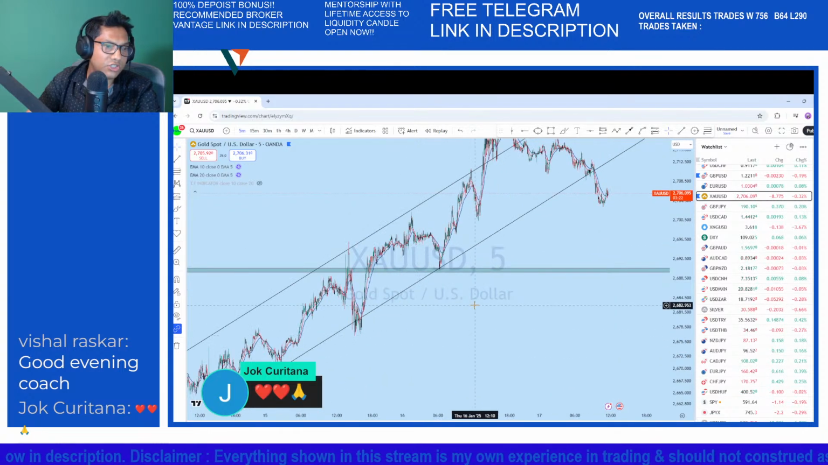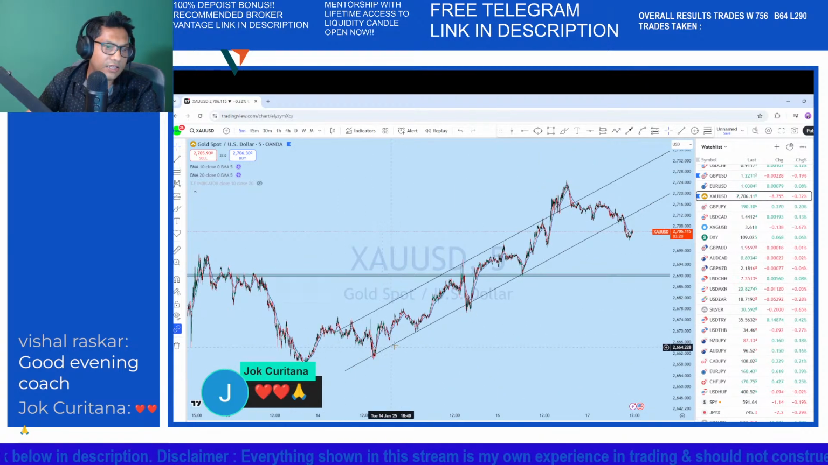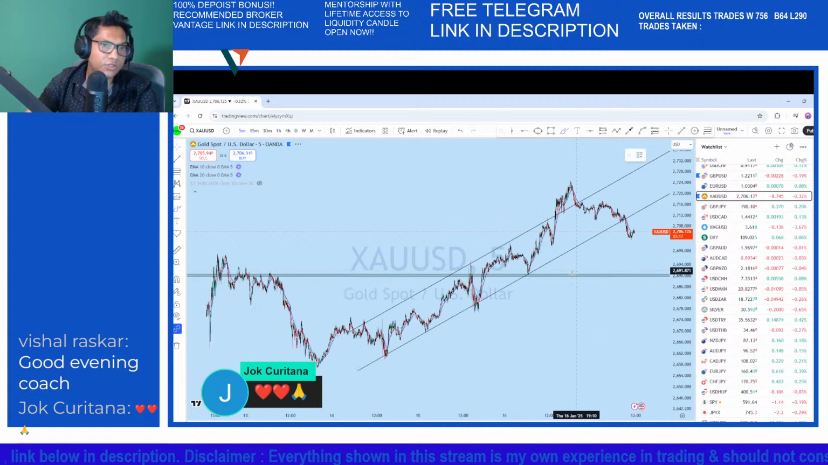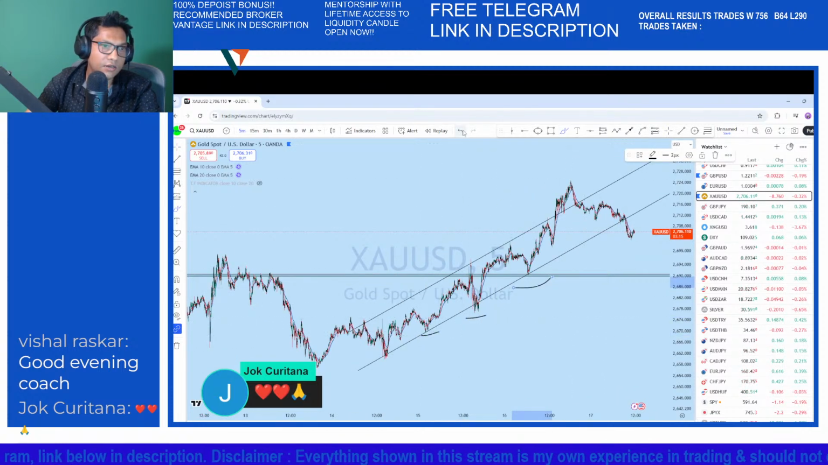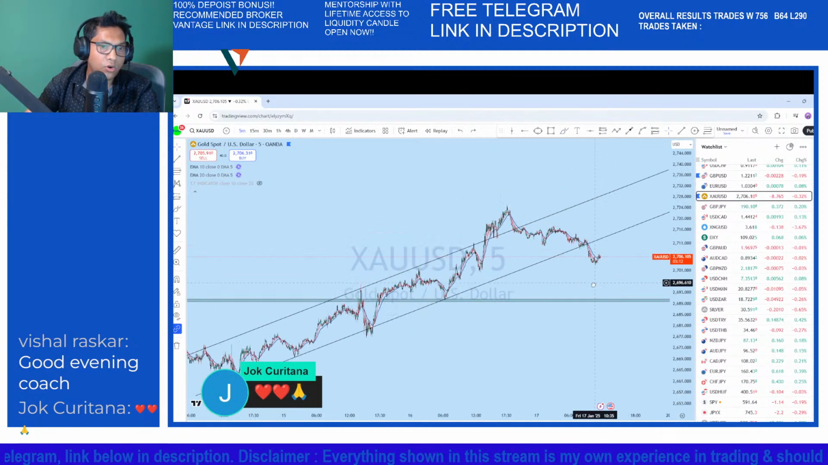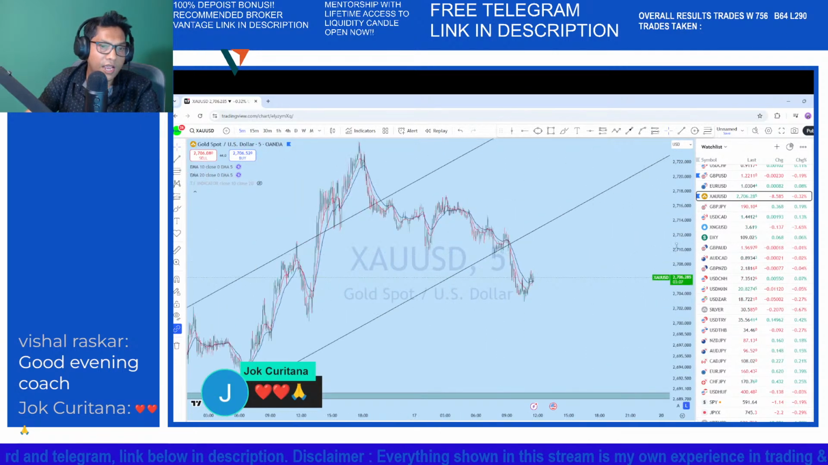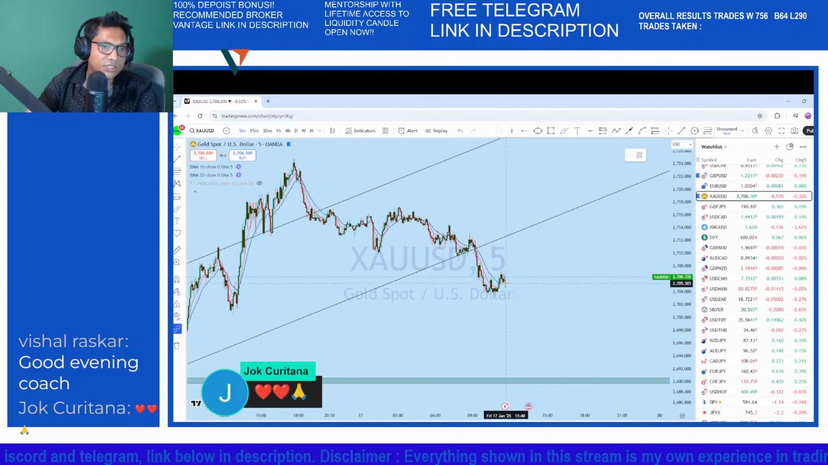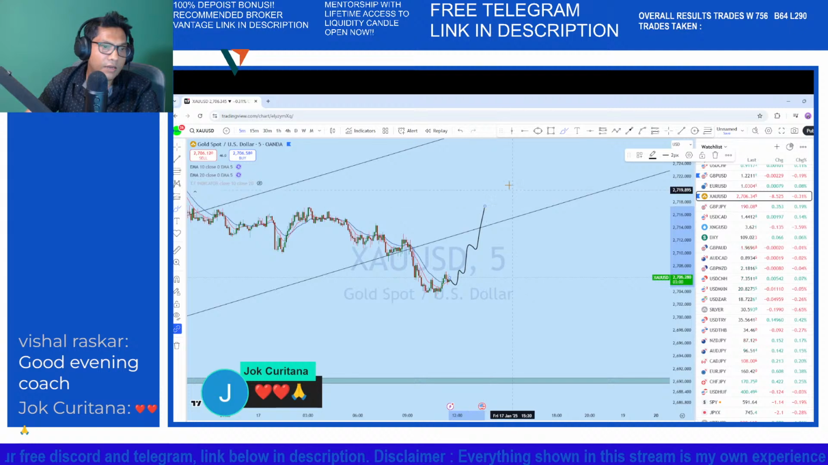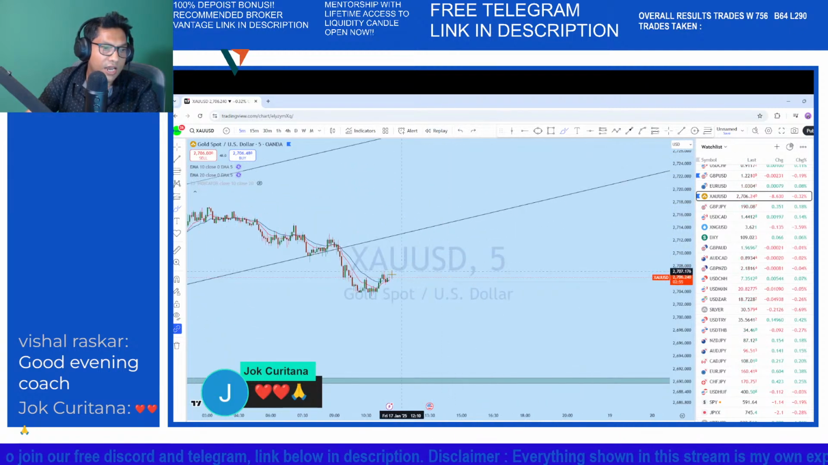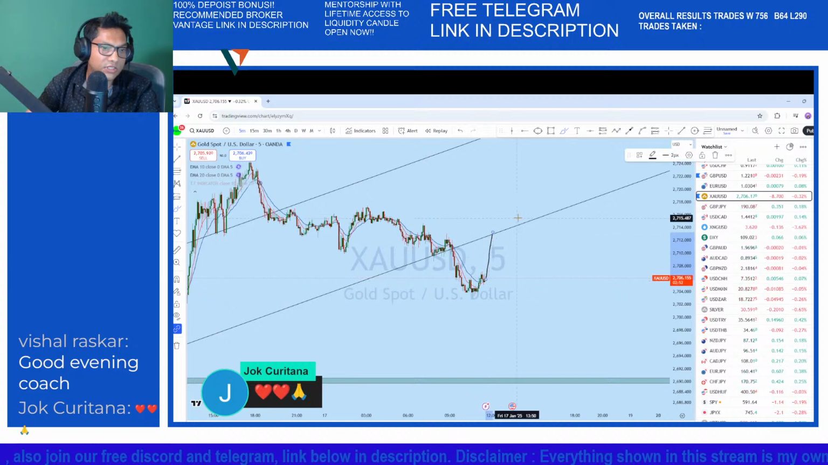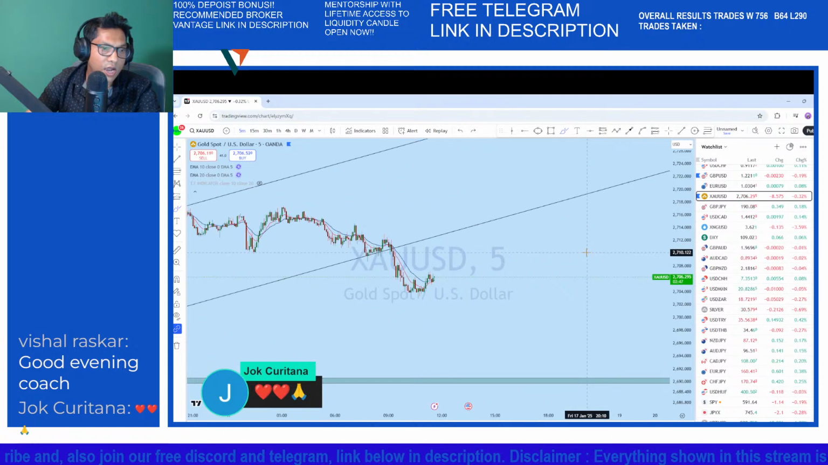Okay, so we are forming a series of higher lows here, and in this series of higher low formation, which is basically a strong uptrend, we can expect the price to bounce back up and then create a new higher high. You can see this is a bullish market structure, and because it's a bull market, we can expect the market to trend in that direction, and as the market is trending in that direction, we can expect it to move back up and create a new higher high.